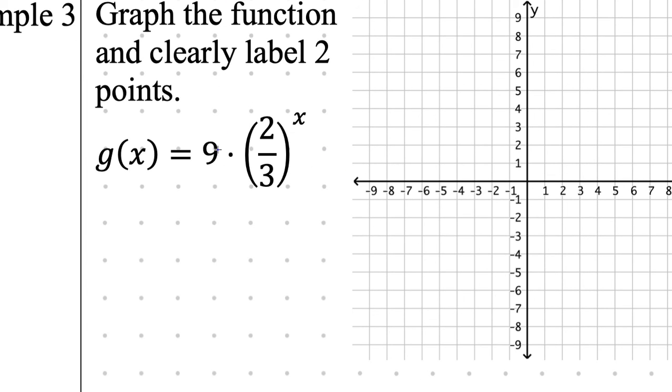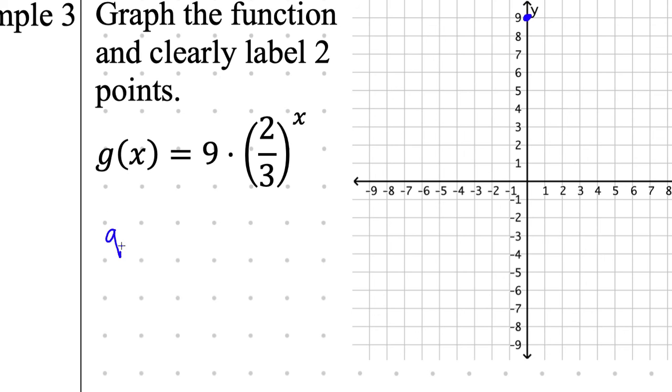So 9 is the y-intercept, my initial value. So I'm going to come up here to a height of 9, and boop, there's my first point. I'm halfway done. I have one of the 2 points. The next point, I'm going to have to multiply this height of 9 by 2/3, and I'm going to have to do some scratch work.